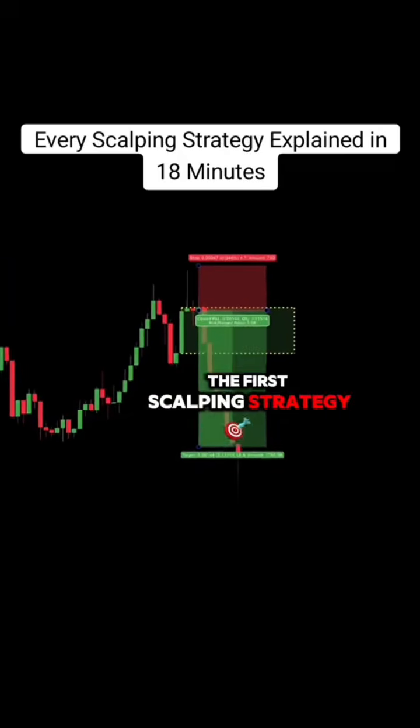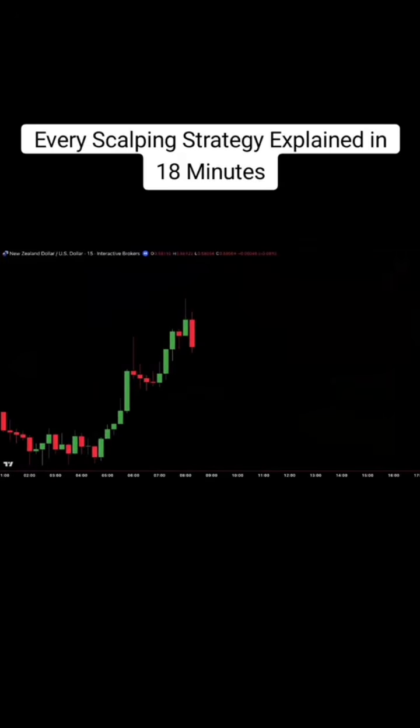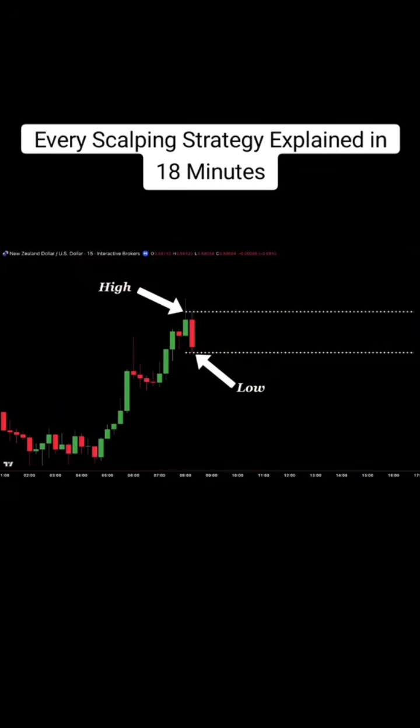The first scalping strategy takes less than 30 seconds to spot on the chart, but most traders completely ignore it. You open your 15-minute chart, you spot a single candle, and you draw its high and low. This creates a range. Now you simply wait and watch what happens next. If the next candle breaks the range and then closes back inside it, that's a liquidity sweep, and that becomes your signal.